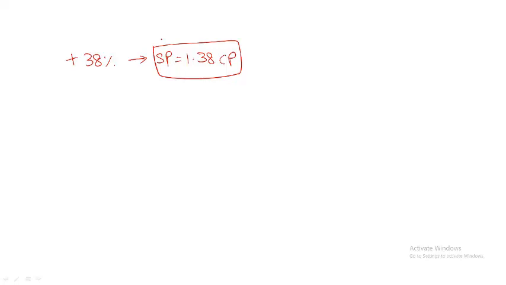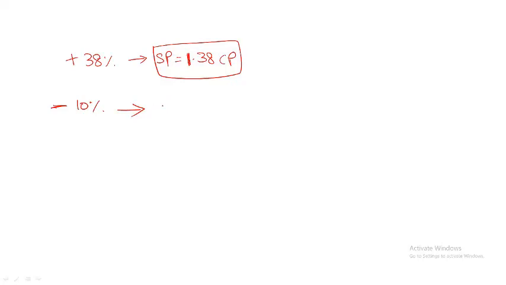Now next part, what if we have loss? Let us say I'm getting a loss of 10%. What will be the relation between selling price and cost price? Here, if you observe, when we are getting profit, it will be 1.38. Here it should be 1. Correct? Just a minute. Okay, here it will be 1. Now here 1 indicates profit.